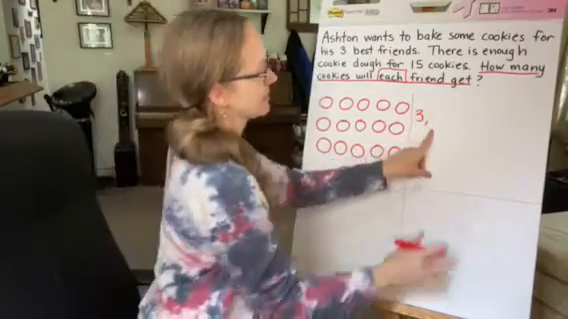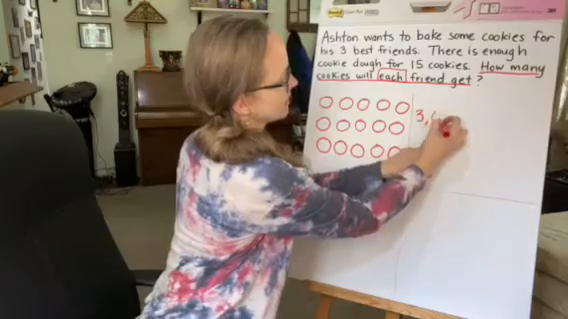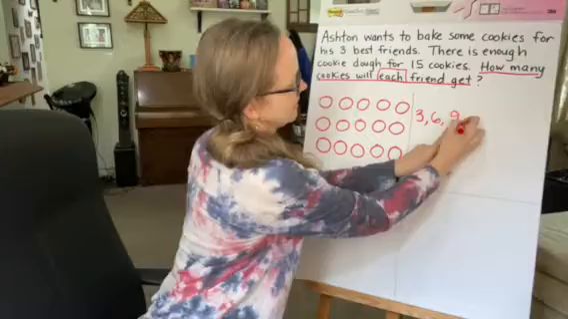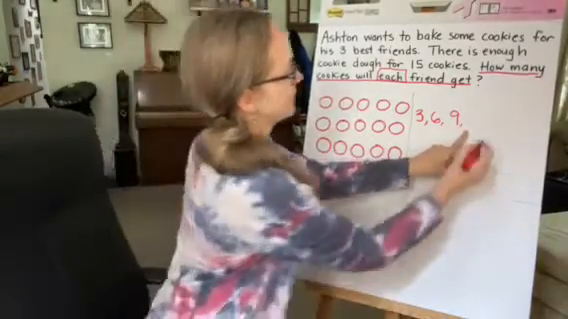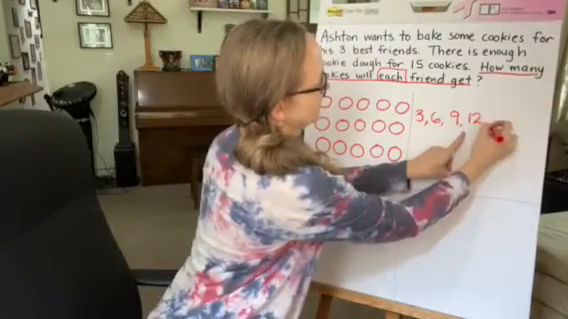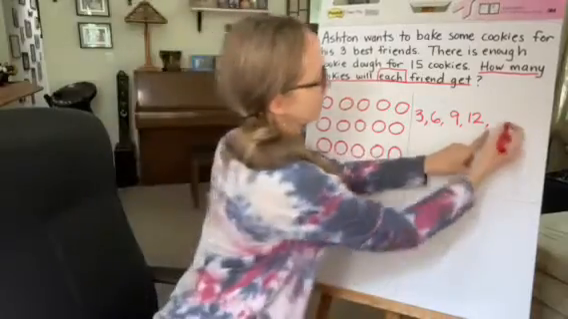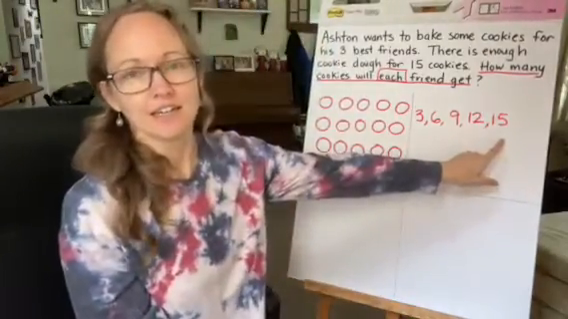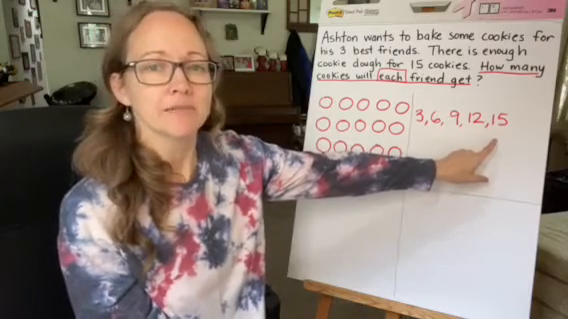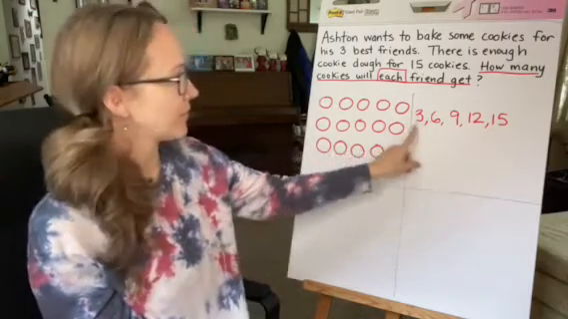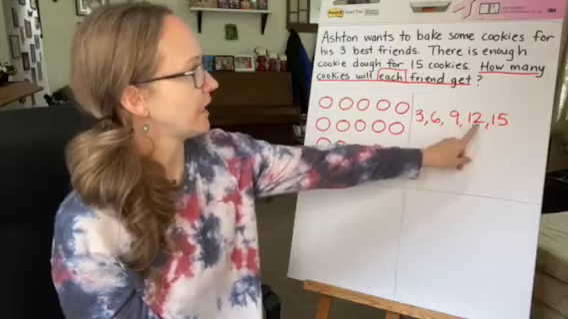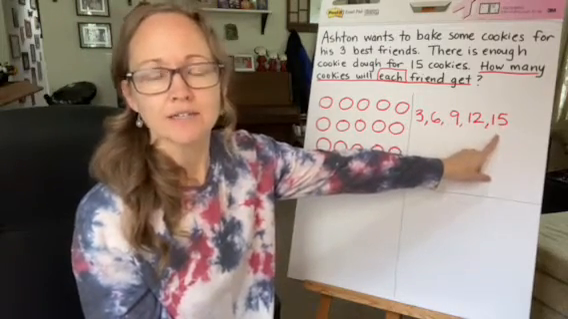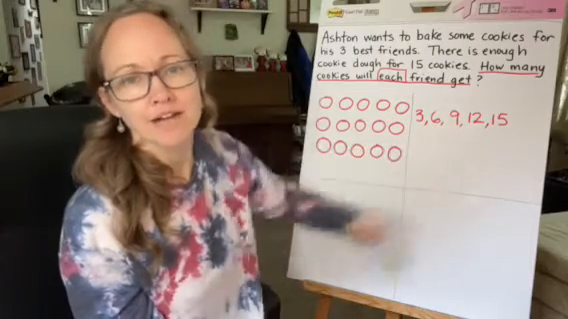3, next comes 6, 9, 12, 15. Now we count how many times did we skip count in all? 1, 2, 3, 4, 5. So by using skip counting, we can tell that each friend will get 5 cookies.